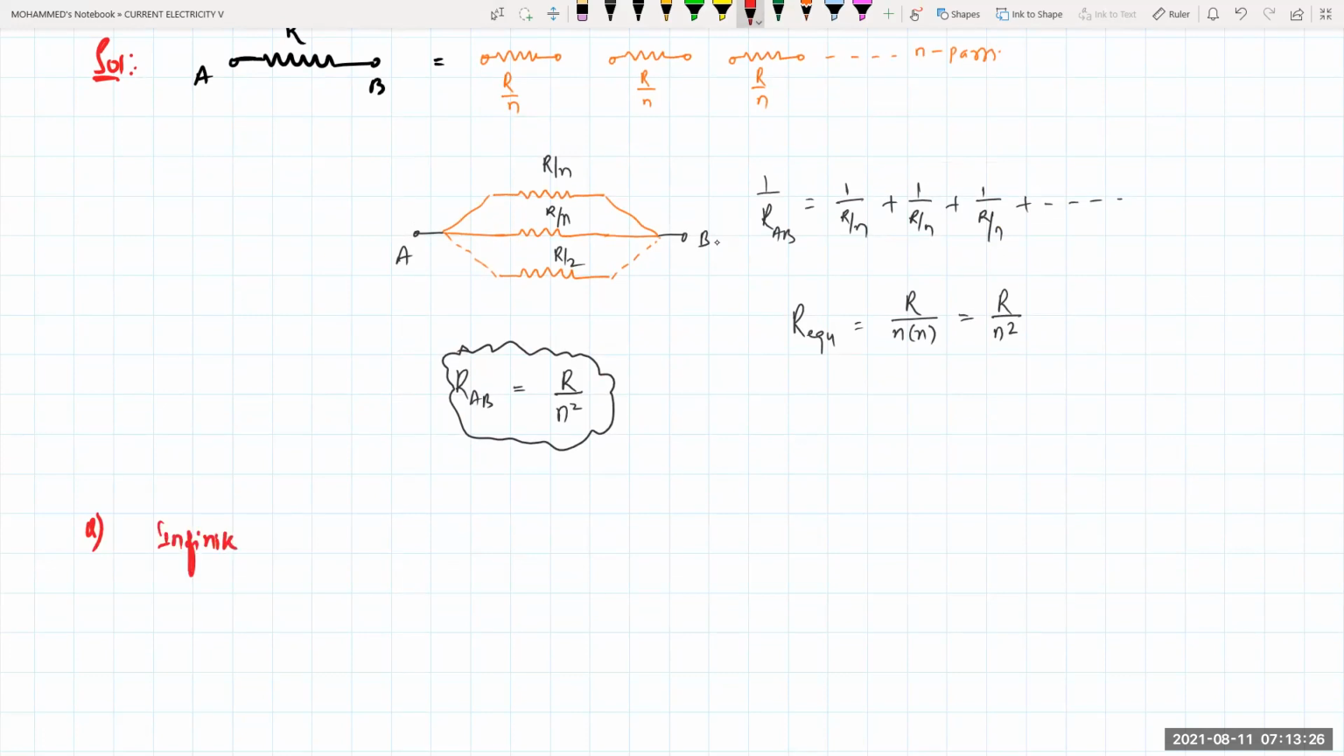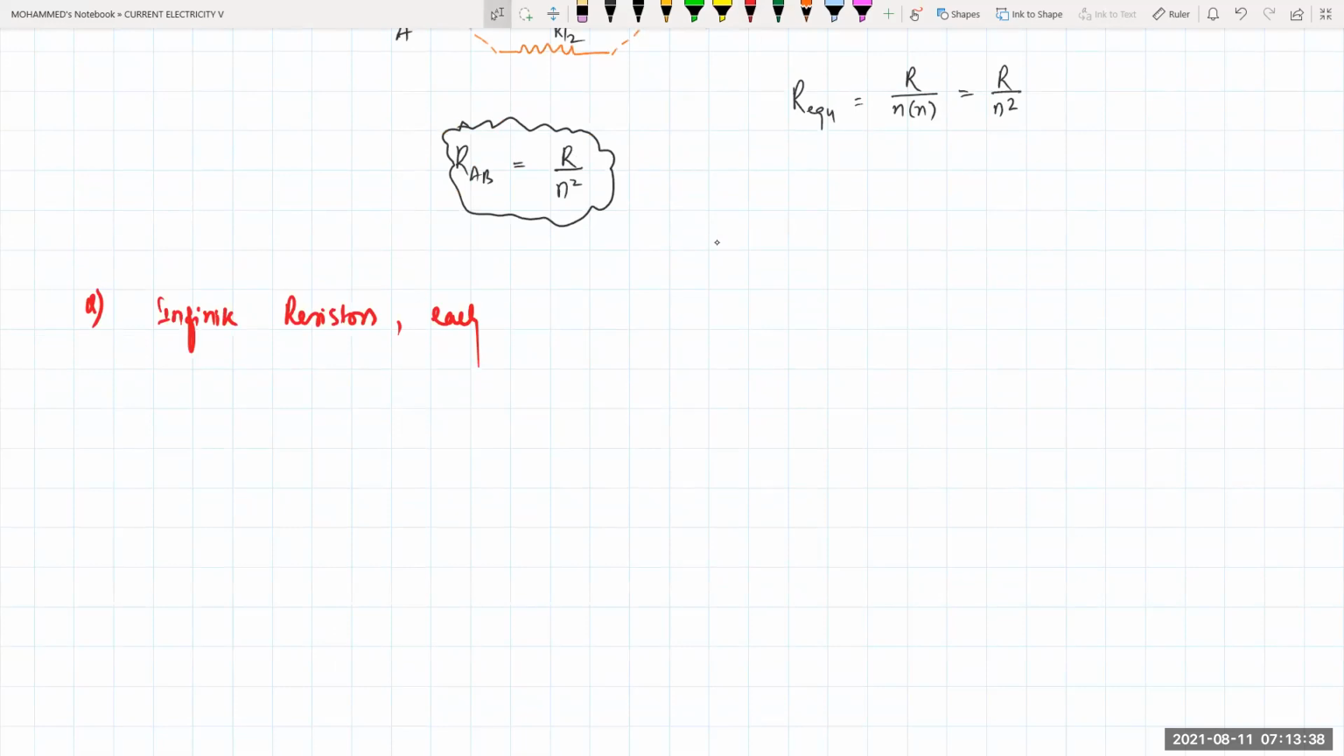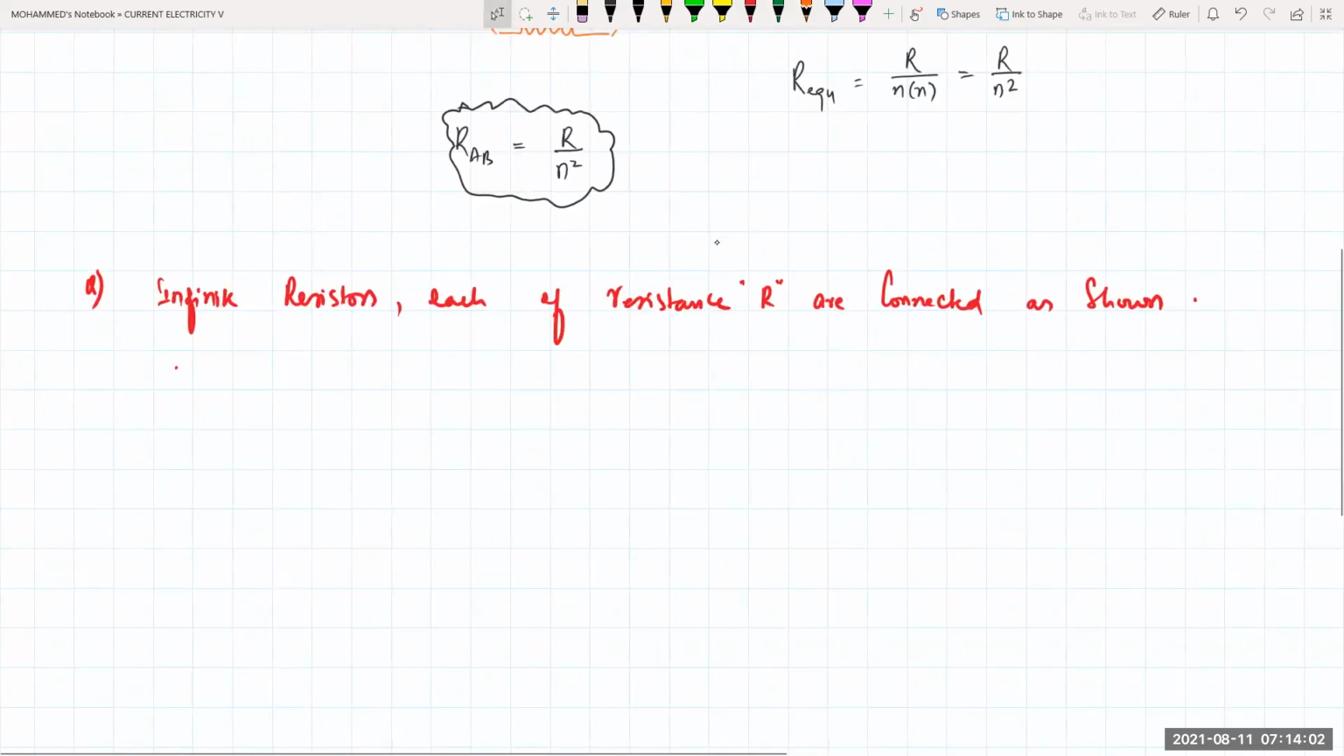Infinite resistors, each of resistance capital R, are connected as shown. Calculate R effective of the combination.